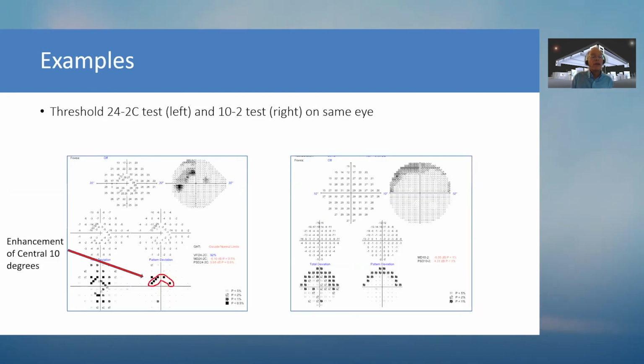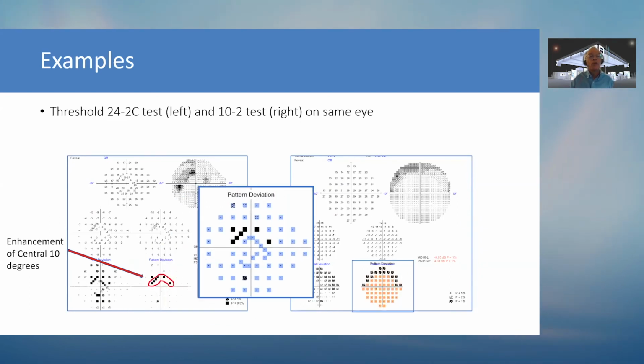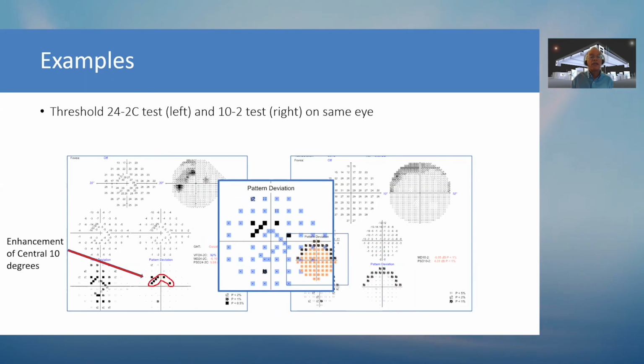Here's another one, a little bit different way to look at it. We're expanding the pattern deviation from both the 24-2C and then the 10-2 fit pretty nicely. And so we can see that there's a nice enhancement of that central 10 degrees. Makes it a little bit easier to recognize that there may be some issues here.